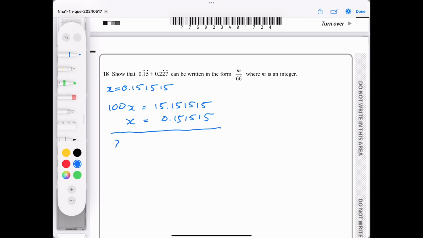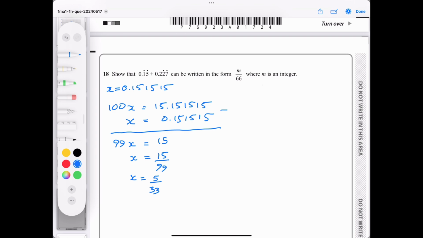Which is a very sad reason to be happy, but then again, I'm quite easily pleased. So then take this away from that, and you get 15.151515 minus 0.151515, and you get 15. So that means x, in this case, equals 15 over 99. That is very much divisible by 3. So x equals 5 over 33. And that's where I'm leaving that for the time being. I don't want to do anything else with it.